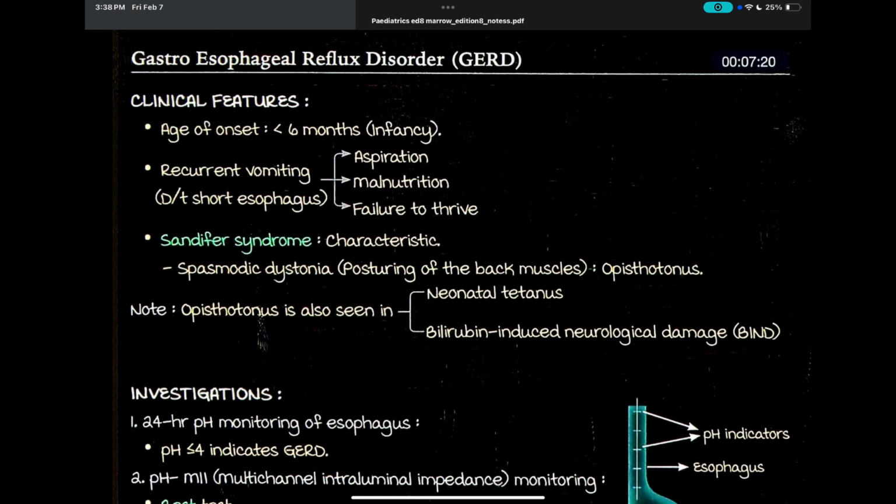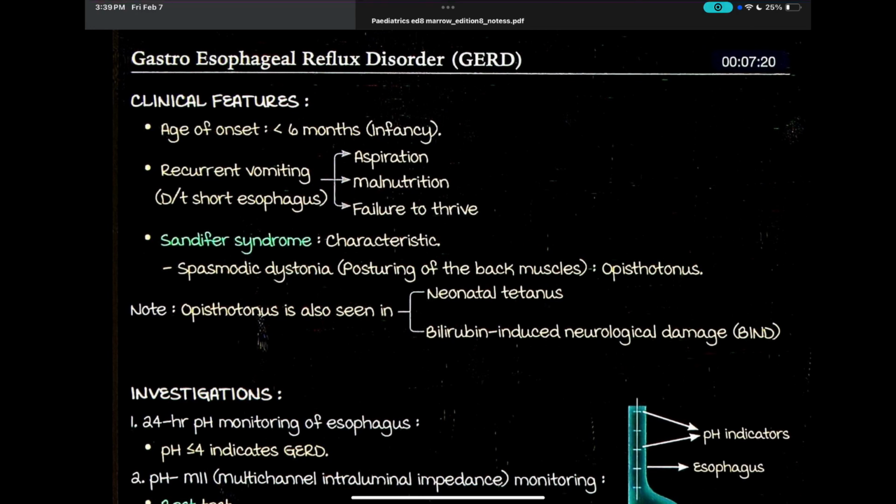Gastroesophageal reflux disorder (GERD). Clinical features: less than 6 months infancy, recurrent vomiting due to short esophagus, aspiration, malnutrition, failure to thrive. Sandifer syndrome characteristic: spasmodic dystonia, posturing of the back muscles, opisthotonus.